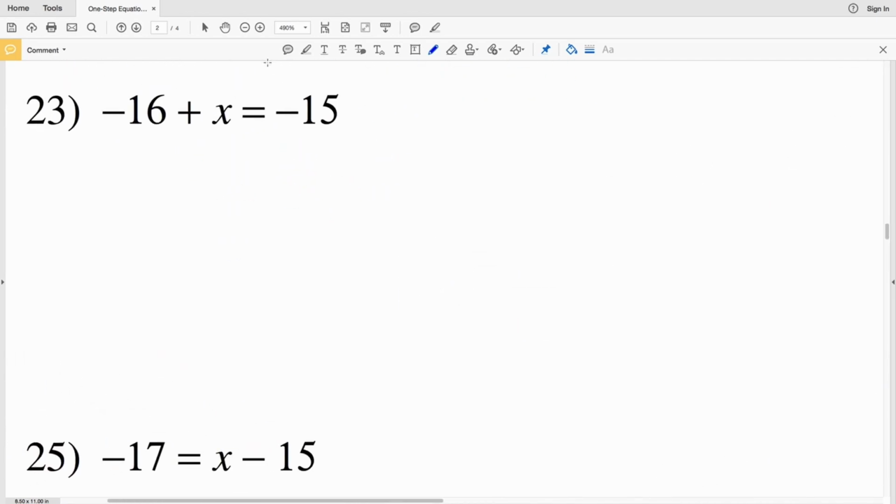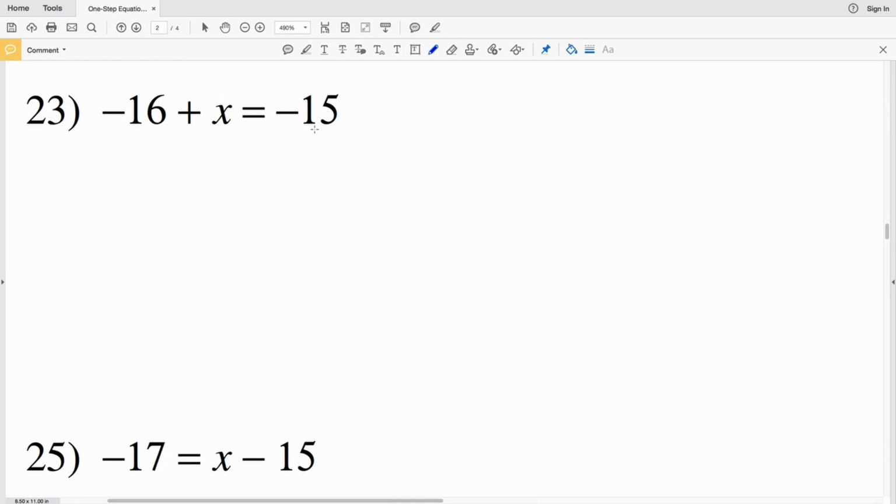Number 23, negative 16 plus x is equal to negative 15. This one is easy to picture just as it's written. In order to get from negative 16 to a negative 15, we're going to the right on the number line by 1 unit. In order to move to the right on the number line, we're just going to simply add a positive 1. So you can see that x is going to be positive 1.